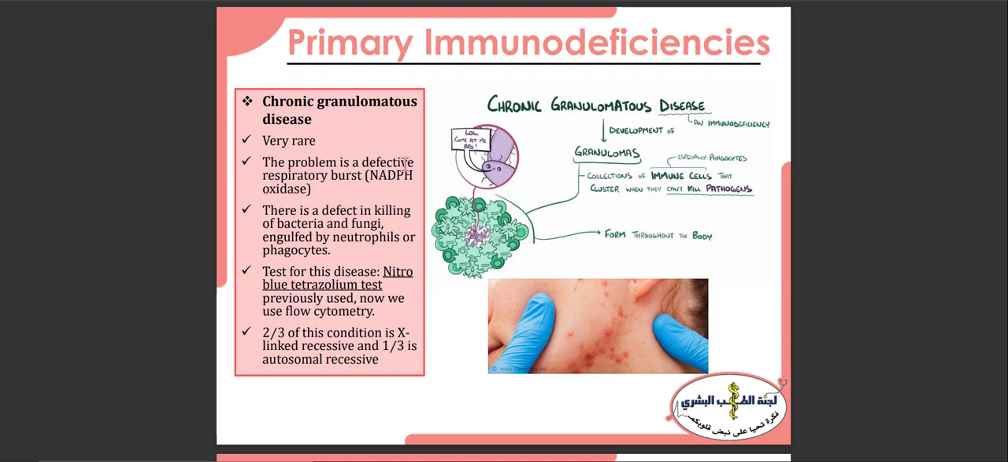خلينا نفهم الاسم بعدين نشرح عنه. Chronic, we all know what chronic means. It means that it persists for a long time. Granulomatous, it means it's responsible for developing granulomas. طيب شو هي granulomas? It is a collection of immune cells, especially phagocytes, that cluster when they cannot kill pathogens.